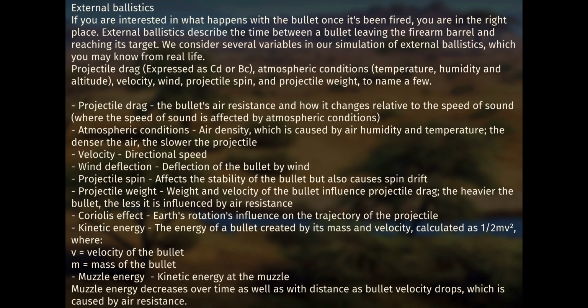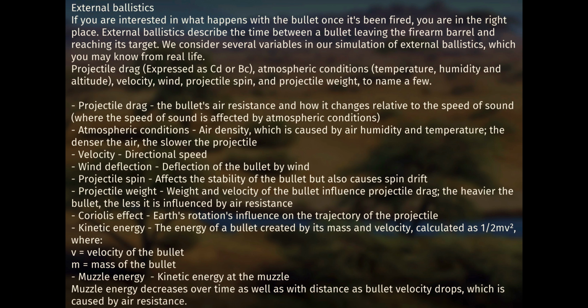To get started, we're going to look at the encyclopedia, the external ballistics. So this is what they say they're using in game. If you're interested in what happens with the bullet once it's been fired, you're in the right place. External ballistics describe the time between the bullet leaving the firearm barrel and reaching its target. We consider variables in our simulation of external ballistics, which you may know from real life. Projectile drag, expressed as CD or BC.